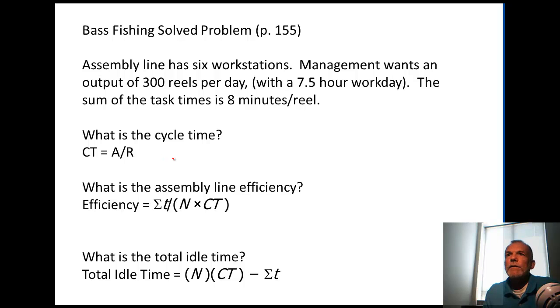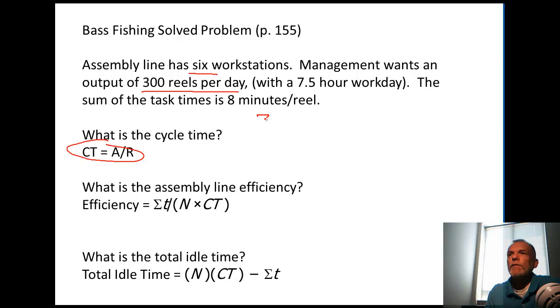An assembly line has 6 workstations, and we'd like to produce an output of 300 reels per day. What's important about using this formula is that we have the same units of measurement on both our A and also the R. Now if A is the available time and we have a 7.5 hour work day, we want 300 reels a day, and the sum of our task times is 8 minutes per reel, then we might want to express the available time in terms of minutes per day.